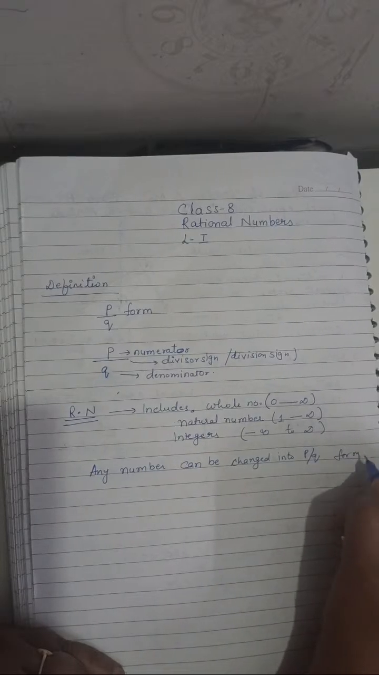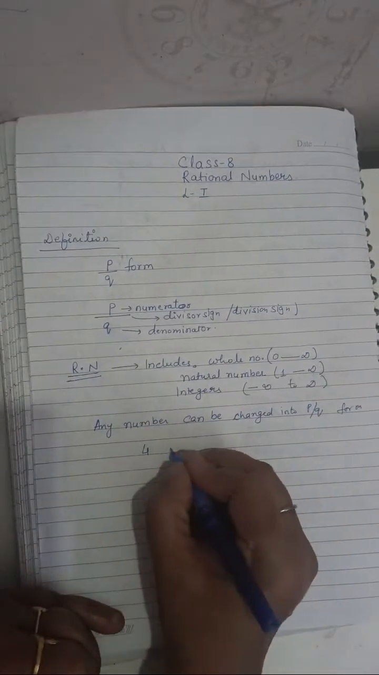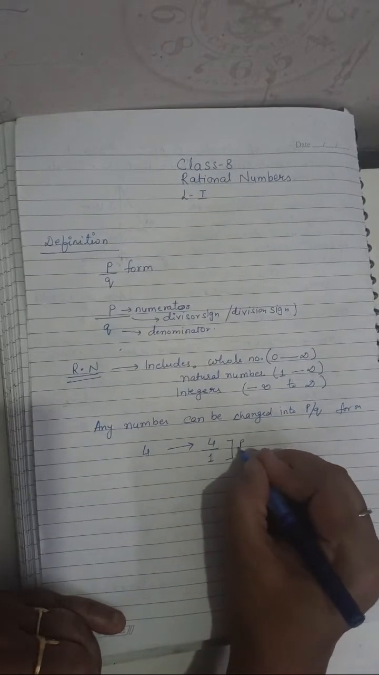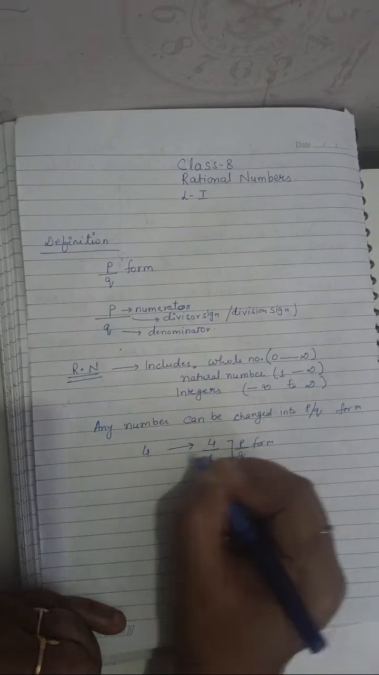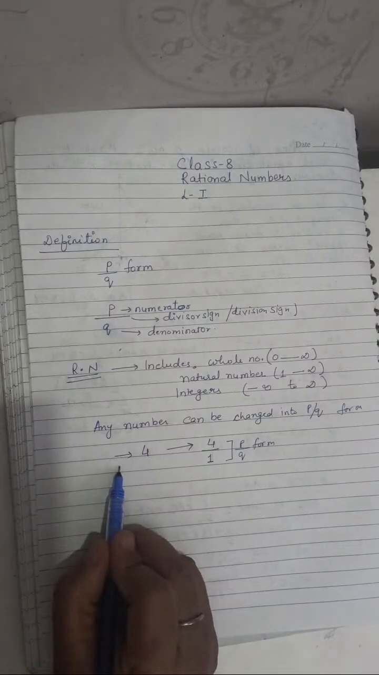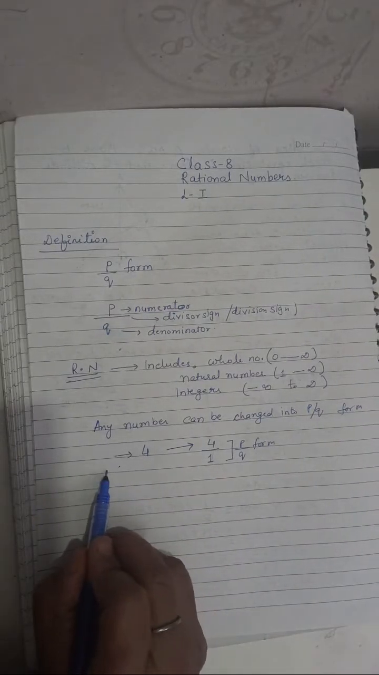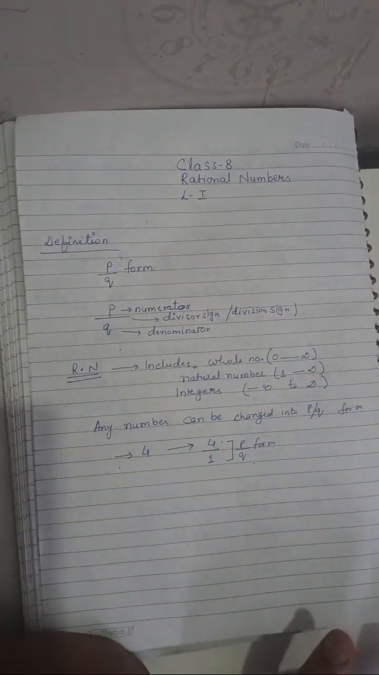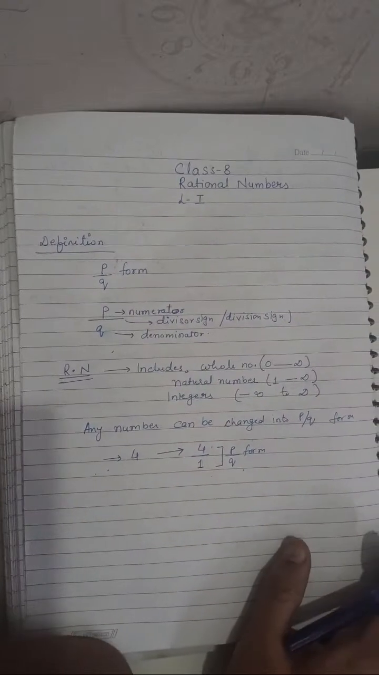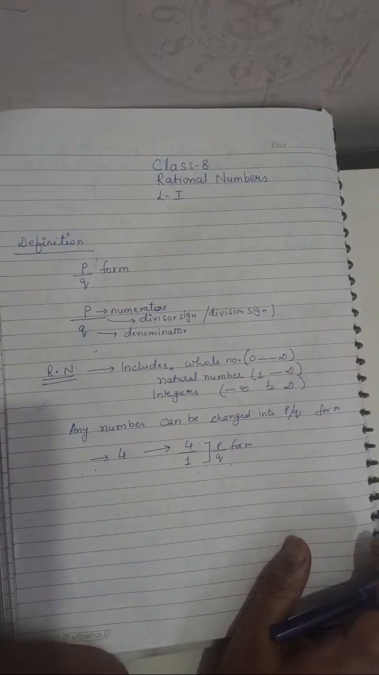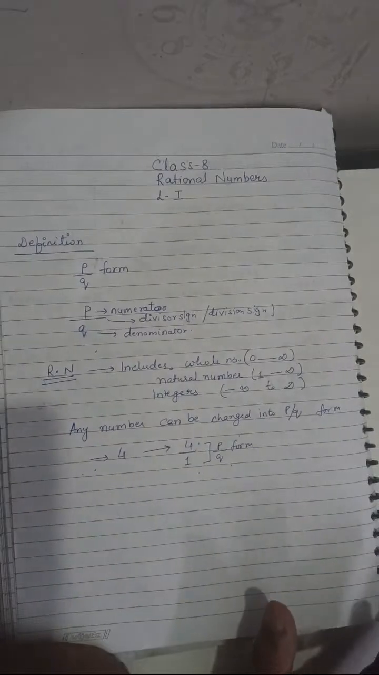For example, suppose I have 4. To 4 ko main kaise likh sakti hoon? 4 upon 1. So this is P upon Q form. Yahan par you can say that it is in the whole number form or in the natural number form. But here it is in the P upon Q form. So till here the definition is clear. Any doubt about the definition? The basic definition is clear to everyone?